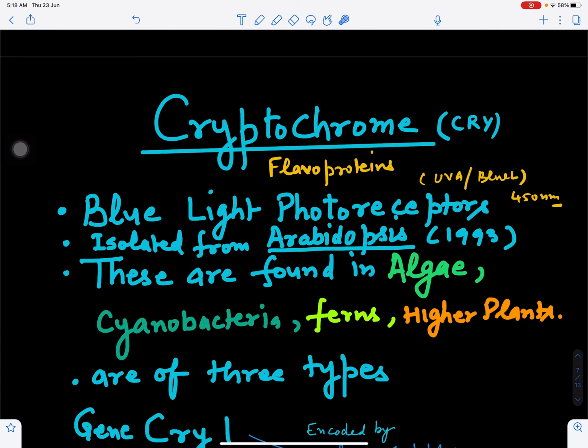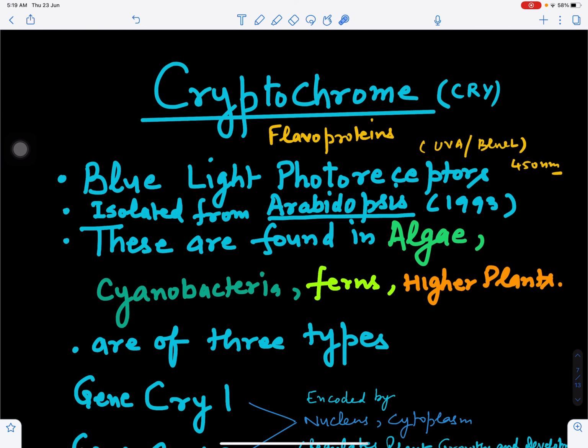Another important pigment which is involved in photomorphogenesis is cryptochrome. Basically, cryptochromes are flavoproteins. I mean, they are flavins plus proteins. And they are also called a photosensory pigment which responds to blue light. So they are blue light photoreceptors. They usually work in UVA or blue light, about 450 nanometer.